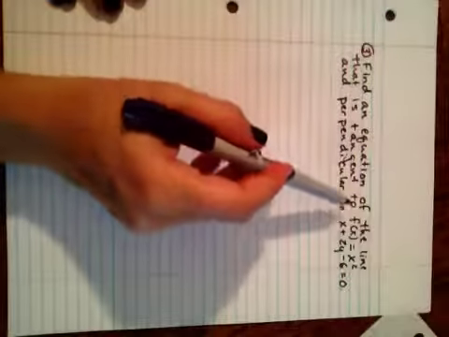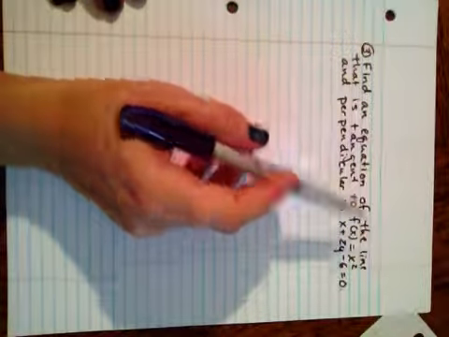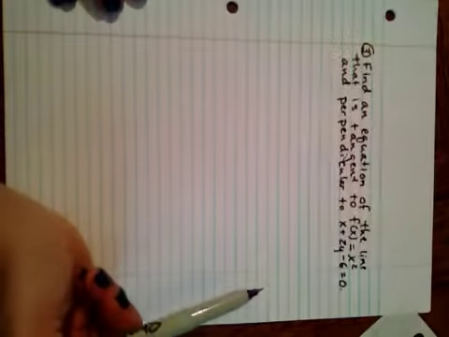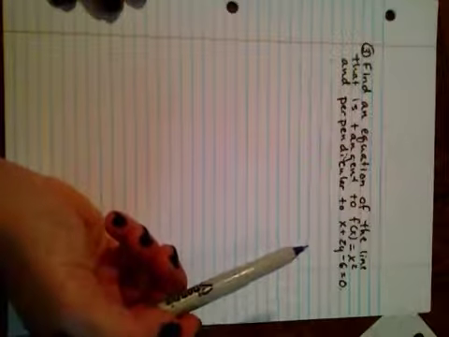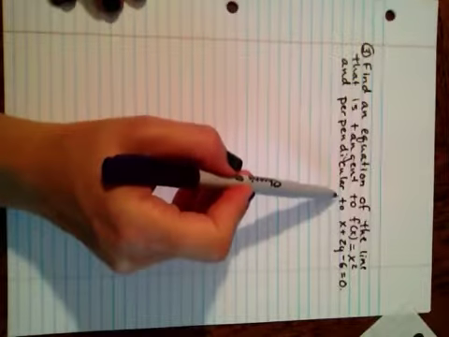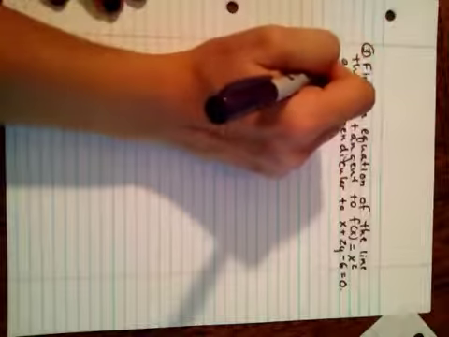For the next example, it said find an equation of the line that is tangent to f of x equals x squared and perpendicular to this line right here. So to write an equation of a line, I need a point and a slope. I can get the slope right now. It says it's perpendicular to this line, so I'm going to figure out what the slope of this line is.